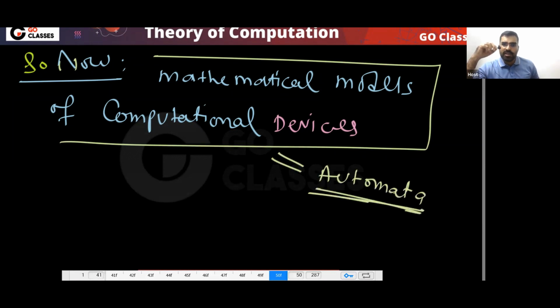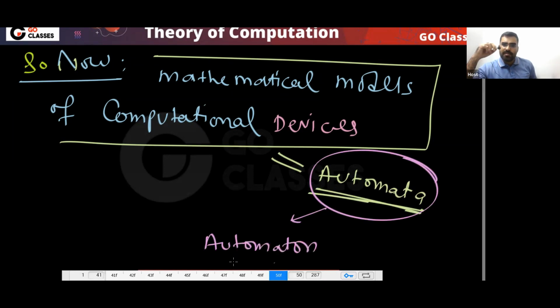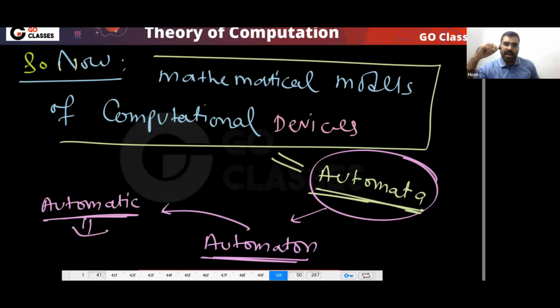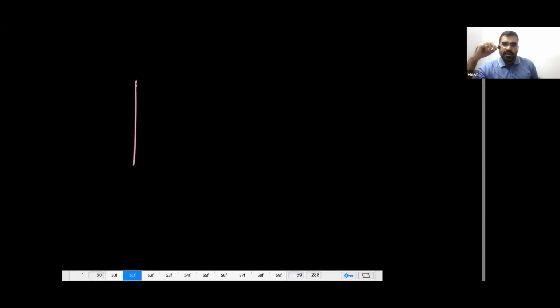Why do we call them automata? Because the name comes from automaton, from automatic. Do you remember in the first class I told you there is something automatic? An algorithm is something automatic. A program is something automatic. Yes or no? Your program, your algorithm is automatic. So this is automata.